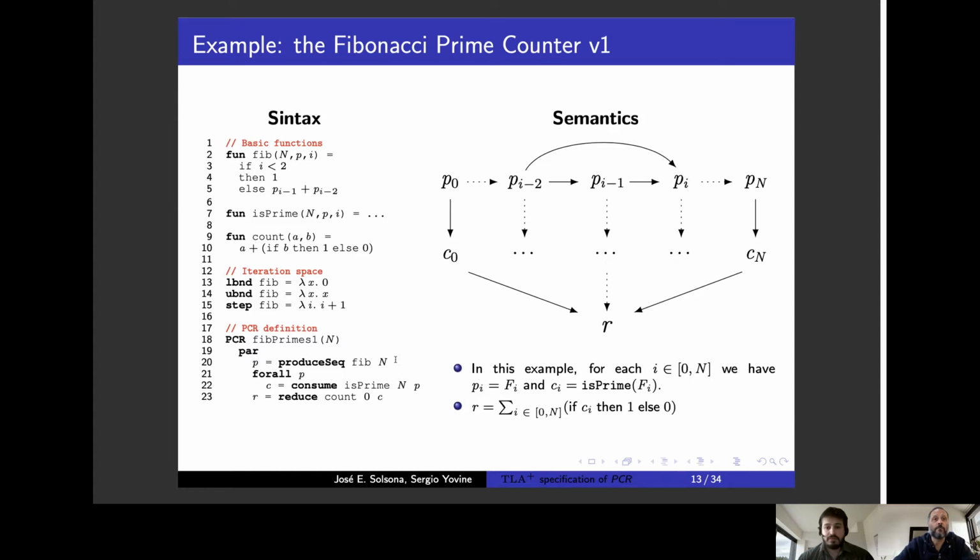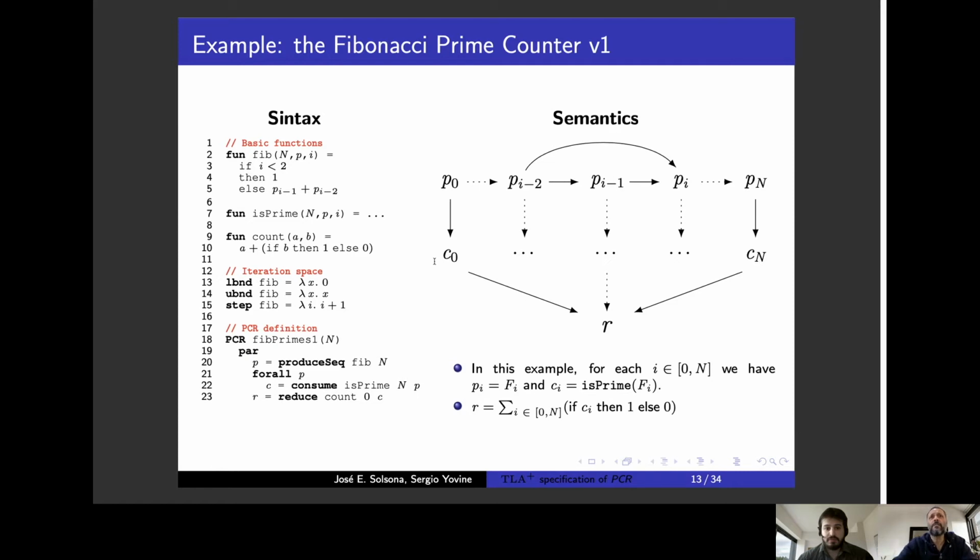Then the Fibonacci primes PCR, Phi primes 1, has a sequential producer that goes through the iteration space and then produces the Fibonacci numbers. And then we have consumers that will check for primality, and then the reducer that will count.